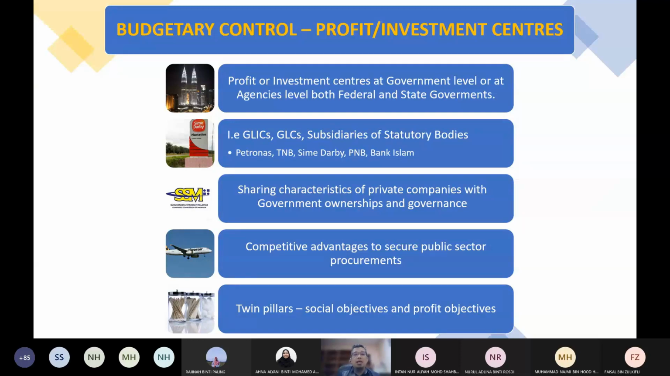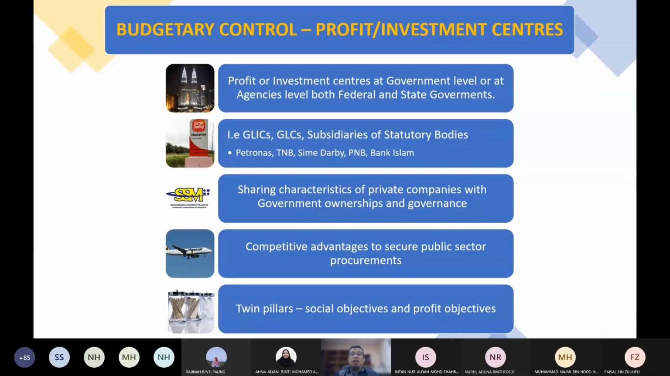So I think it's quite easy because in the case of the Malaysian government, there are so many. The Malaysian government has that policy, heavily involved in business. You can see major GLCs like Petronas, TNB. Bank Islam, I think indirectly, or directly, because Tabung Haji is a statutory body. It's not a company. These are all examples of profit or investment centers in the government.